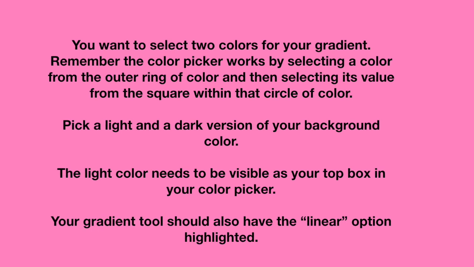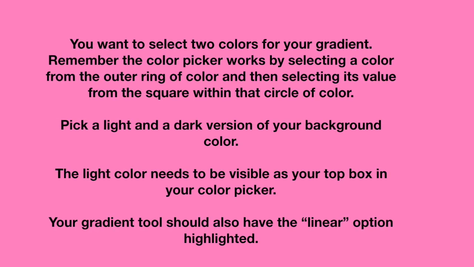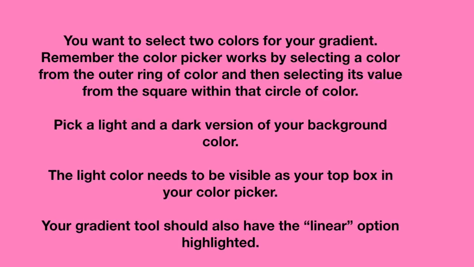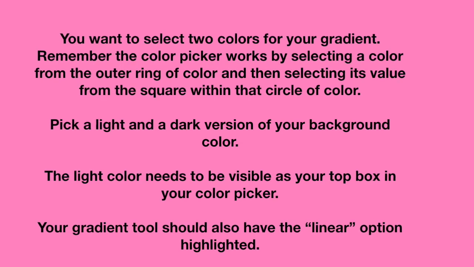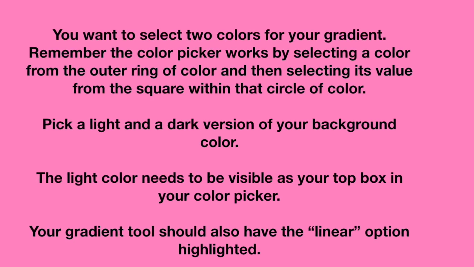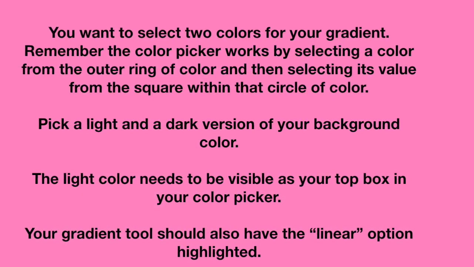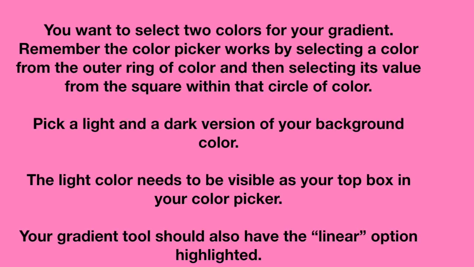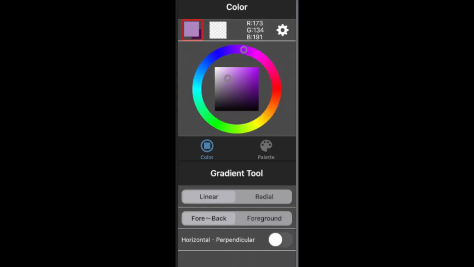You want to select two colors for your gradient. Remember, the color picker works by selecting a color from the outer ring of color and then selecting its value from the square within that circle. You're going to pick a dark and light version of your background color. The light color needs to be visible as your top box in your color picker, and your gradient tool should also have the linear option highlighted. So taking a look at the next image, you will see what our color picker looks like. Your color and gradient tool icons should look something like this. Your lighter color is highlighted in the front facing box of the color picker, your dark color is behind it, and your gradient tool says linear and 4 back.